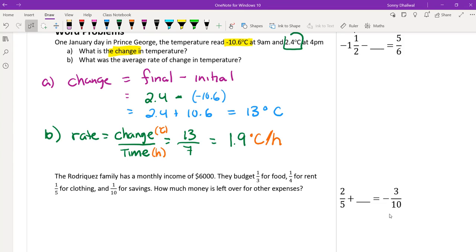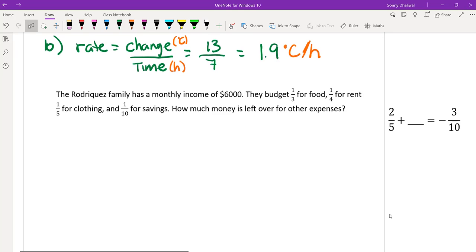If I ask you for change this year, I'll probably help you along the way. Next year, you can do lots of rates and change calculations. Okay, final word question of the day.